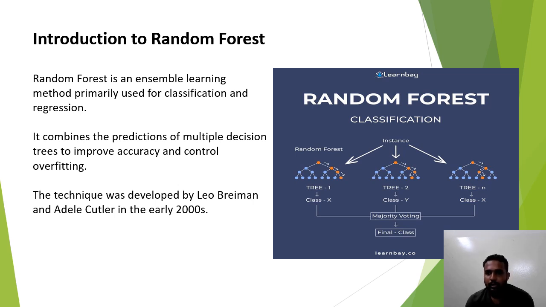Random forest classification consists of an instance, random forest, tree 1 class X and tree 2 class Y, tree N class X, final class by majority voting, final class.